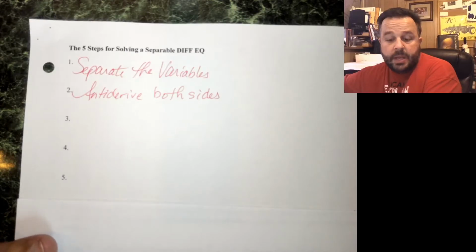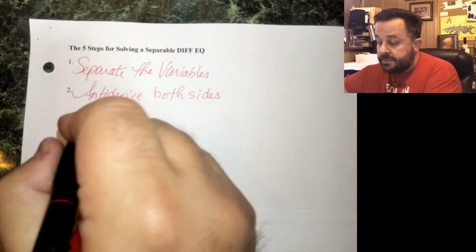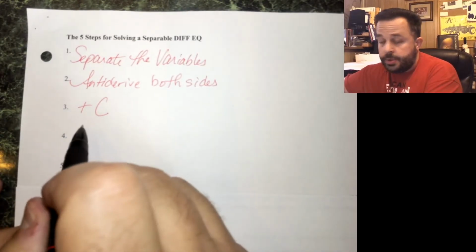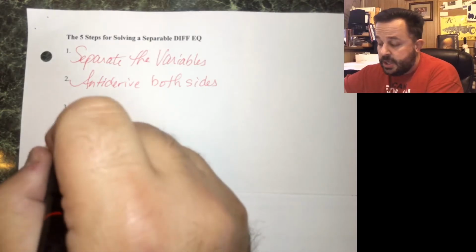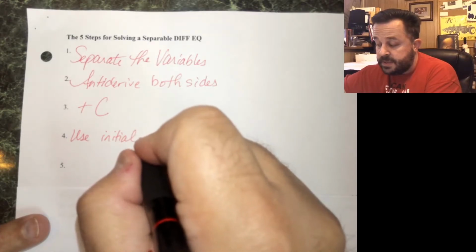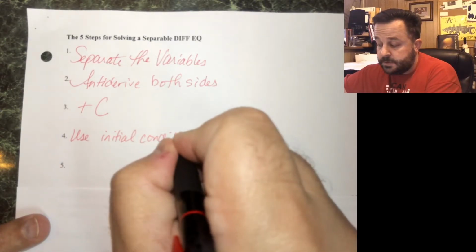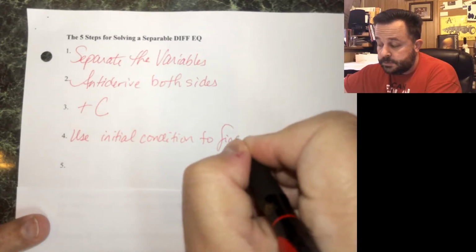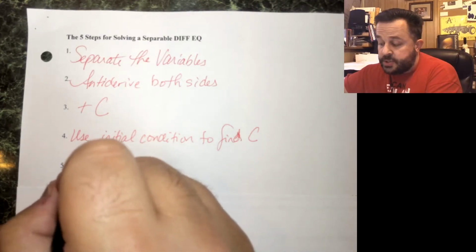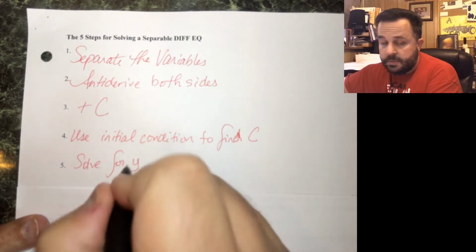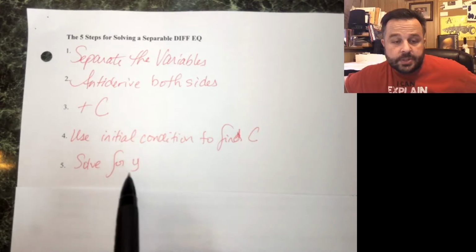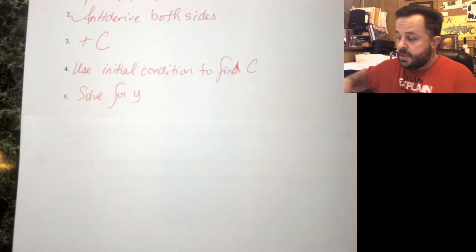Do not forget, this is that third step, do not forget the constant plus c. Then you'll oftentimes be given some sort of initial condition, so you're going to use the initial condition to find this plus c value. Once you find that constant, we're going to go ahead and solve that equation for y. In this one, we do have to be very careful that we take into account this initial condition, and you'll see in the coming examples how that works.